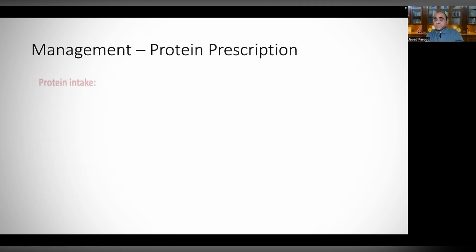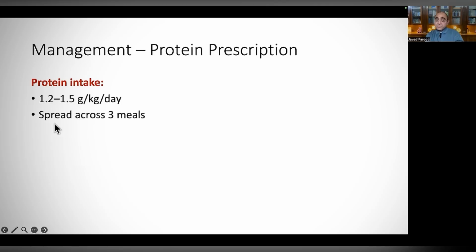Then protein prescription. Protein intake, as I said before, should be minimal 1.2 to 1.5 gram per kg per day, and it should be spread across 3 meals: breakfast, lunch, and dinner. And the sources of the protein should be eggs, fish, chicken, lentils, and dairy.